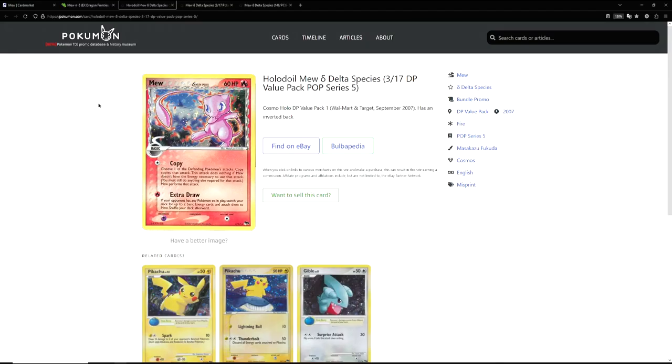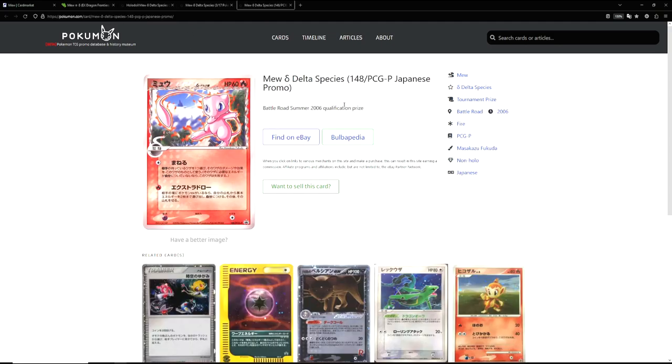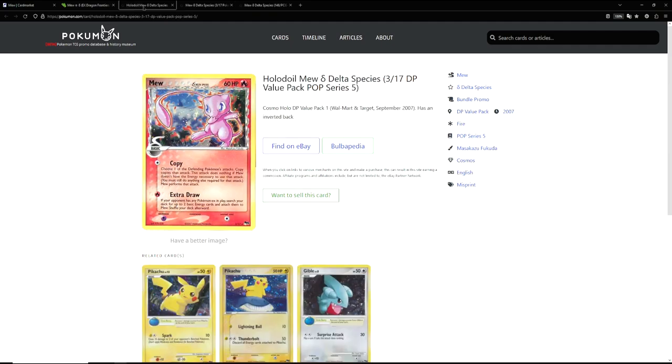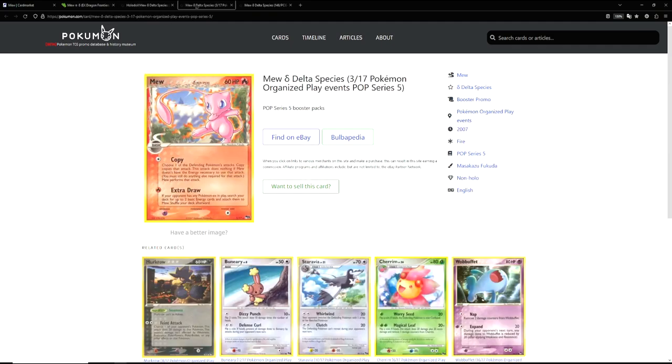Now at rank 6 I actually put the exact same cards, and it's just different versions of this card right here. Let's start with this Japanese one right here, which is a Battle Road Summer 2006 qualification prize. And then moving on to the English versions right here.